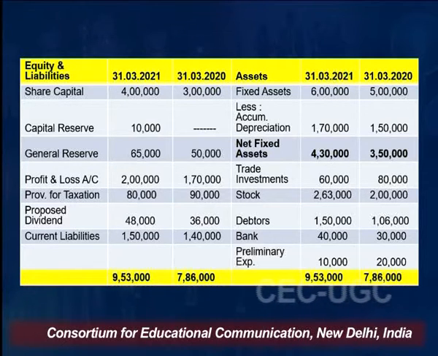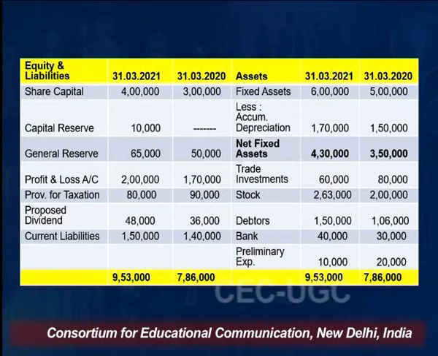Now, if I move on to the other items, we have capital reserve. Earlier there was no capital reserve. Now in this year it is 10,000 rupees. There was a general reserve of 50,000 rupees in 2020, and in 2021 it has become 65,000, which means from profit and loss account there is a transfer of 15,000 rupees to general reserve, which is again a non-cash item that needs to be nullified while calculating the cash flow from operating activities.